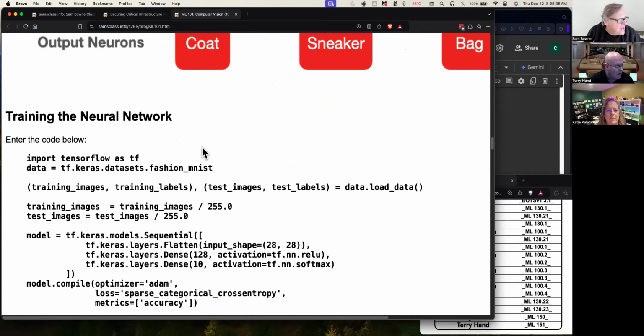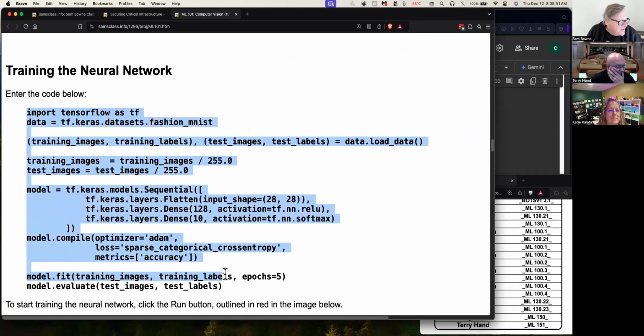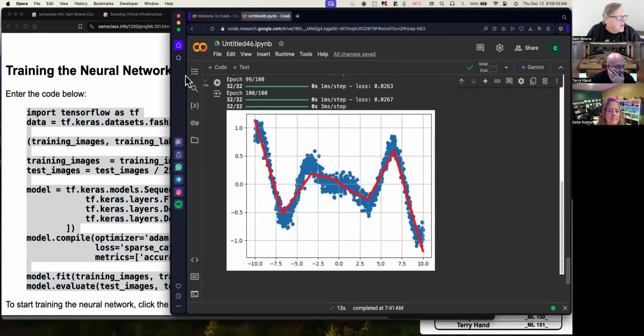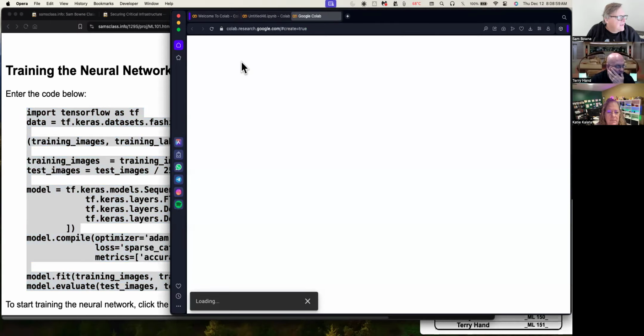Anyway, the coding is very simple. Just like the coding we did before, we use this Keras model again. So we have an input layer that's 28 by 28 pixels. Then we have one hidden layer with 128 hidden neurons, and then 10 output neurons, which are going to be the probability that it's in each of those 10 categories. So not much at all here. I'm going to make a new notebook and close these old tabs.